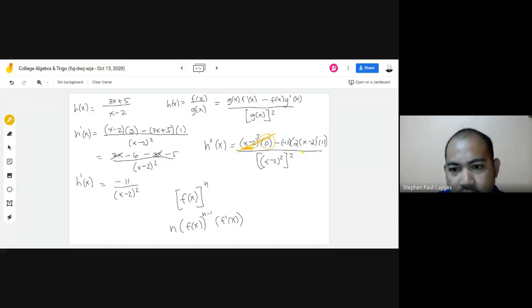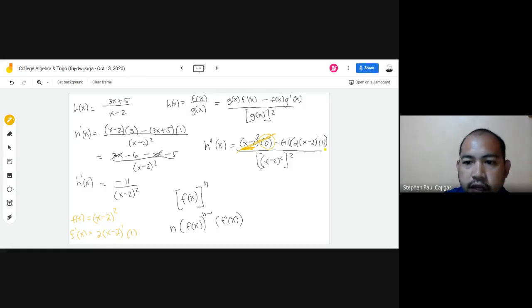So the derivative of the denominator using the chain rule. Again, if we have x minus 2 squared, its derivative will be 2 times x minus 2 to the power 1 times the derivative of x, which is 1. This is the derivative of the denominator. Okay, and then we will continue.